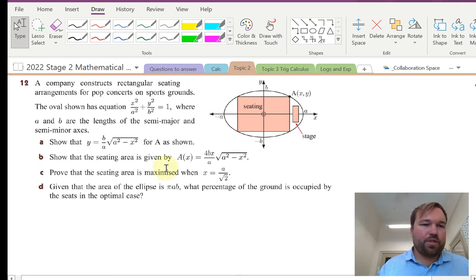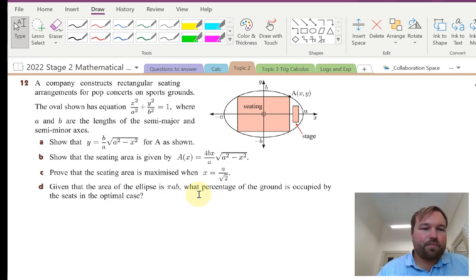All right, question 12. A company constructs rectangular seating arrangements for pop concerts on sport grounds. The oval shown has the equation x squared on a squared plus y squared on b squared equals 1, where a and b are the lengths of the semi-major axis and the semi-minor axis. All right. Show that y equals that.